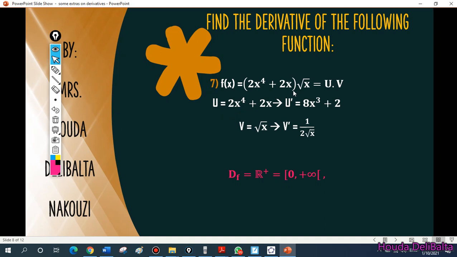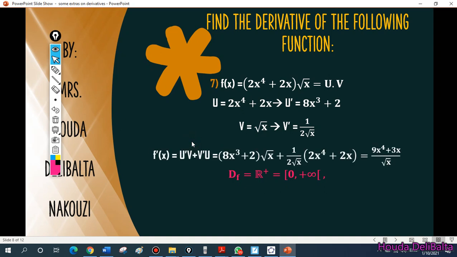V is radical x, so u is this one and v is this one. So v is radical x, then v prime is directly 1 over 2 radical x, using the rule of the derivative of radical x. Now f prime of x is u prime v plus v prime u. So we just take u prime into v plus v prime into u.